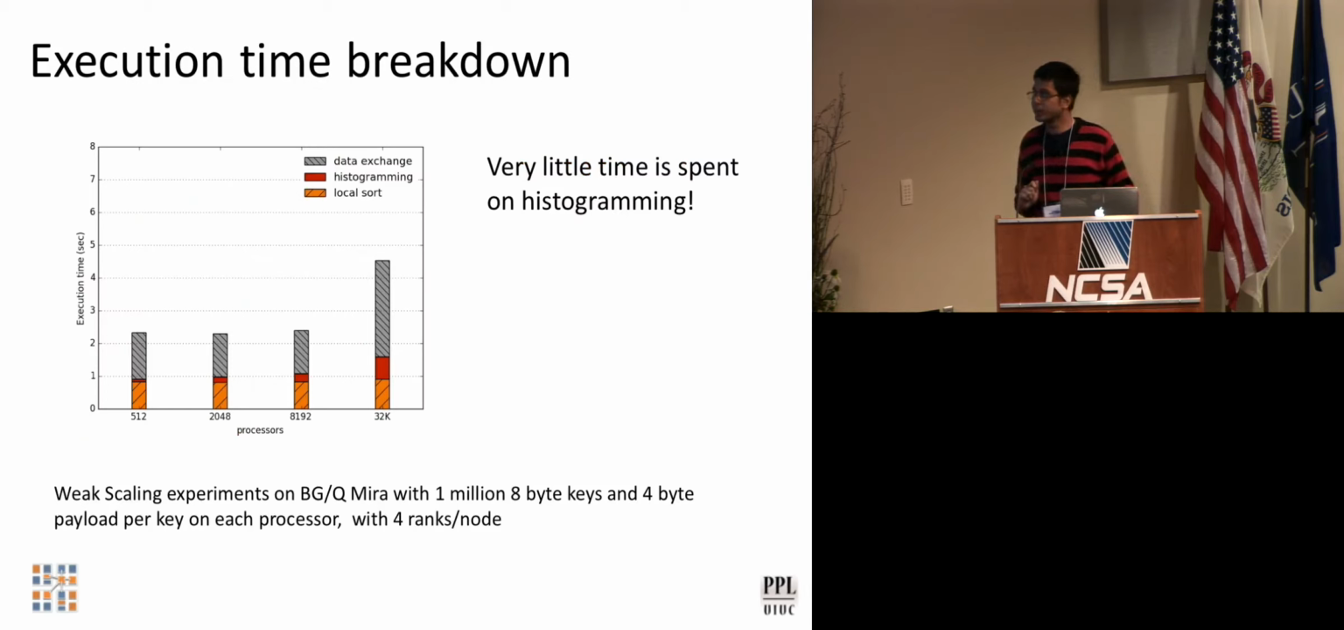So after doing all this, this is a weak scaling experiment that was run on Blue Gene Q, and we found that the histogramming step really takes a very small fraction of the running time. That is the part that's marked in red, and most of the time is spent in local sorting and the data exchange.